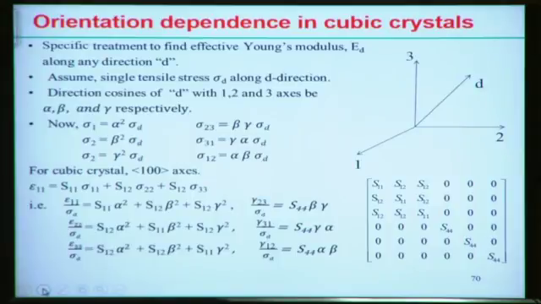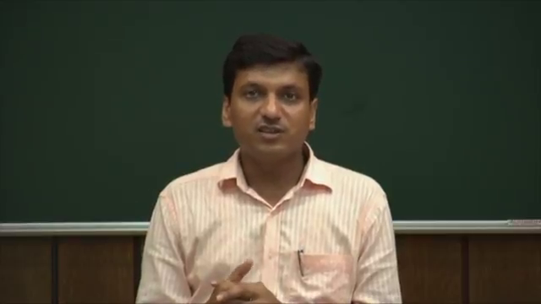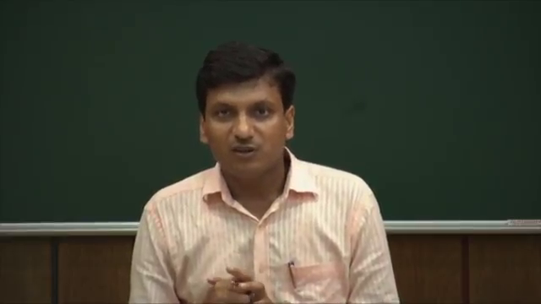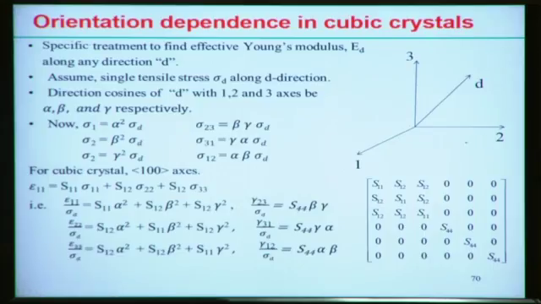Orientation dependence, in the second part. Now we start with the orientation dependence of cubic crystals, how we can find out the orientation dependence of the cubic crystal structure. So the simplest way is to take one specific direction and ask what the elastic properties are in that direction. Suppose a 3-axis system, where we define 1, 2 and 3 to represent the 3-axis system, and we are interested in finding the Young's modulus along a direction, for example along the direction D.